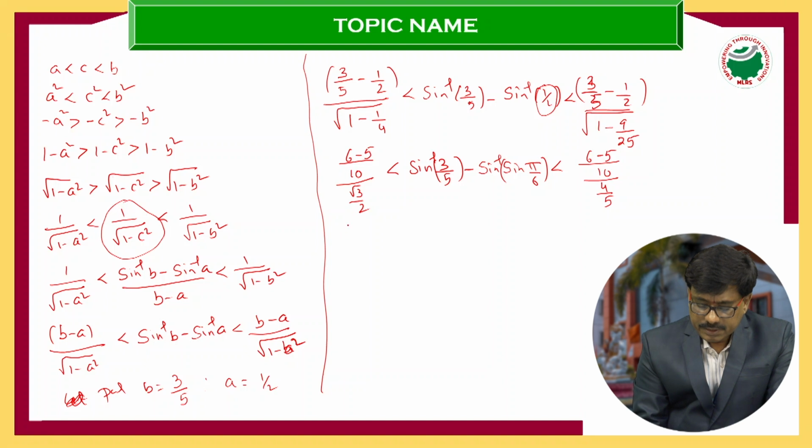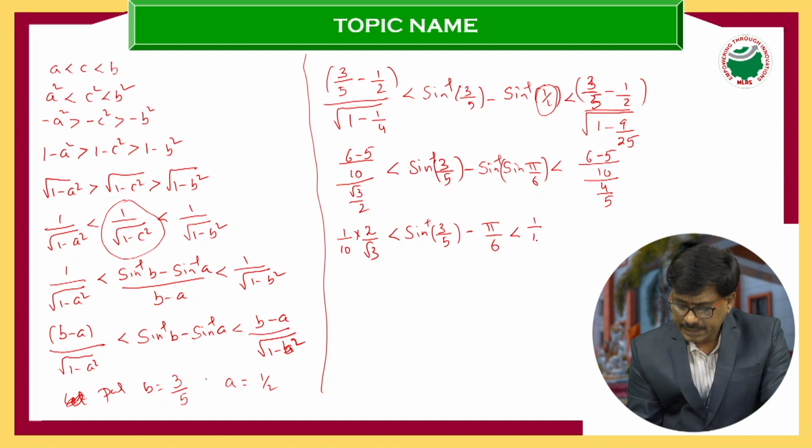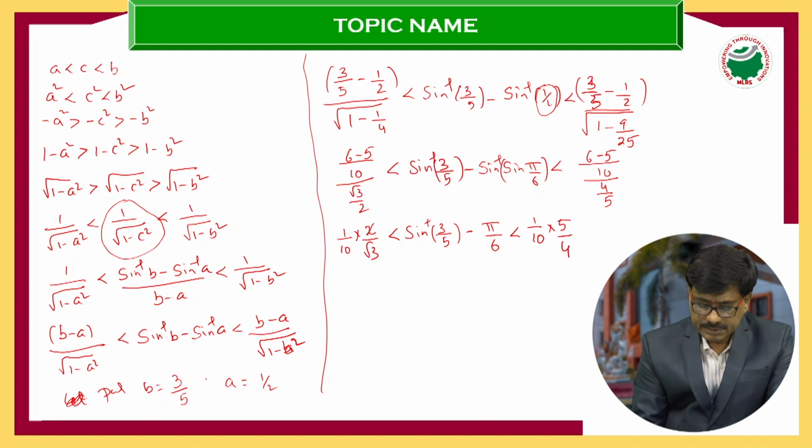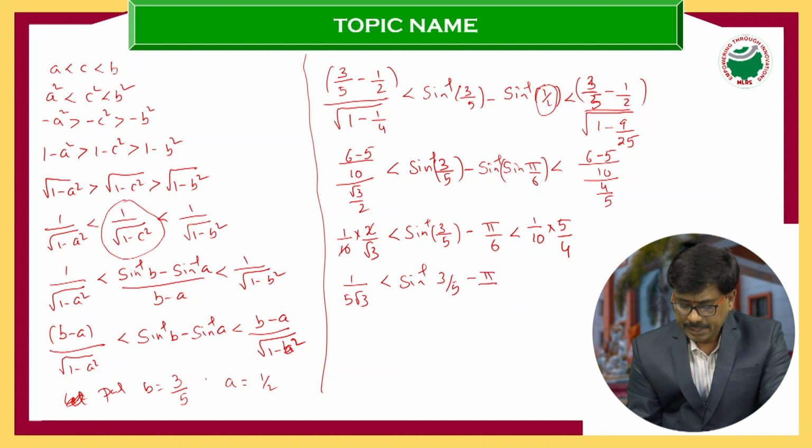If I simplify this, it becomes 1 by 10 into 2 by root 3 less than sine inverse of 3 by 5 minus pi by 6 less than 1 by 10 into 5 by 4. Simplifying further, 1 by 5 root 3 less than sine inverse of 3 by 5 minus pi by 6 less than, after cancelling, 1 by 8.